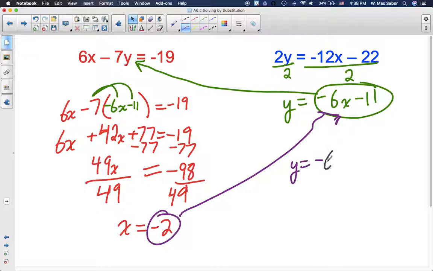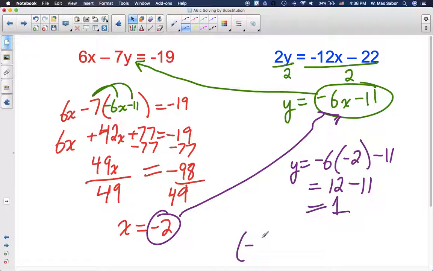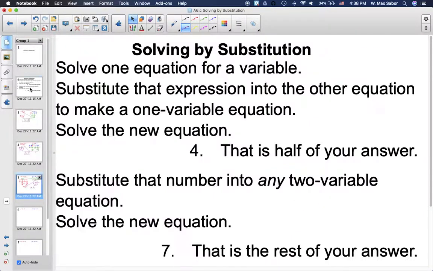So y equals negative 6 times negative 2 minus 11. Negative 6 times negative 2 is 12, minus 11 is 1. So our answer is negative 2, 1. So now these steps should make a little more sense.